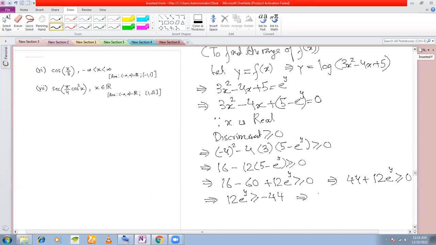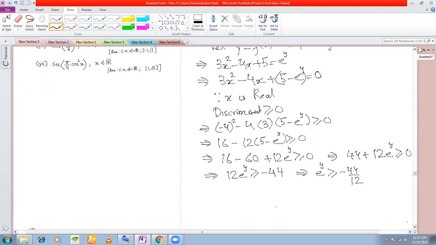That means you get e to the power of y is greater than or equal to minus 44 by 12. Okay, 16 minus 60, this is minus 44 here. That is why now this will become plus. Okay, so this becomes plus.